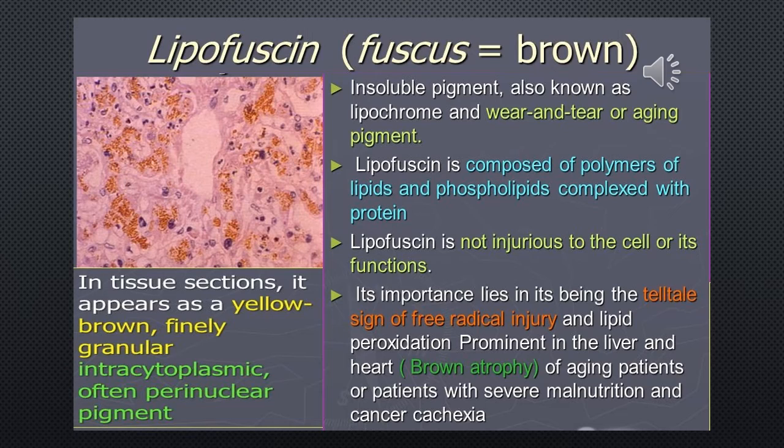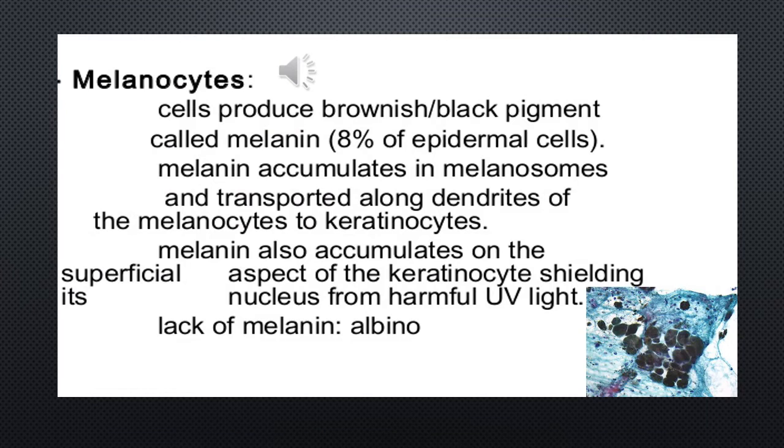Now we are going to discuss, we have already discussed free radical injury. In aging, free radical injuries are increased, so this pigment gets accumulated in cells and gives a brownish yellow appearance to the cell. Now the second endogenous pigment is melanin.